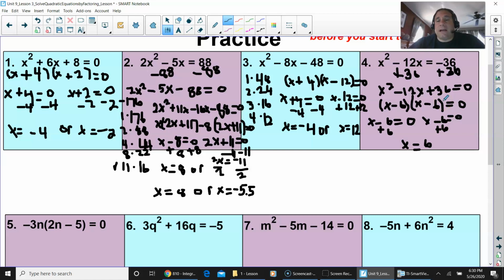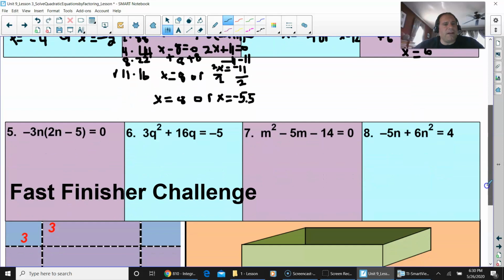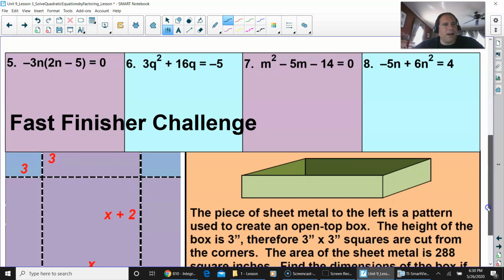And then I just split them up. X minus 6 equals 0, x minus 6 equals 0, and add 6 on both sides. You get x equals 6. That's it. This is a parabola that just touches the x-axis at 6. It doesn't go through, it doesn't intersect twice. It has one solution, x equals 6. Go ahead, try number 5.